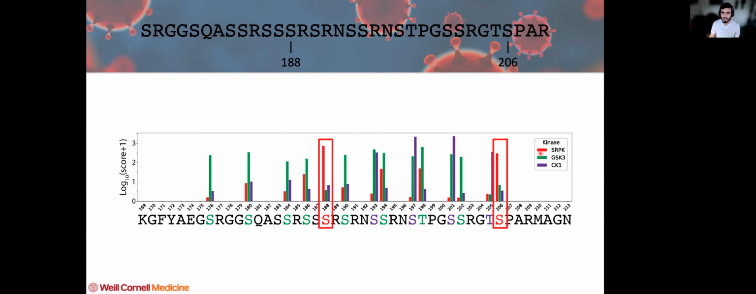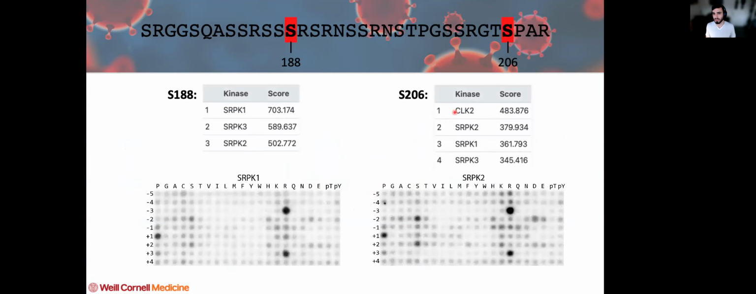You will see by your own eyes using just the matrices. The serine 206 here, as you can see, is being surrounded by a +1 proline and +3 arginines, which are the darkest spots of the SRPK 1 and 2 motifs, suggesting that these are the most favorable amino acids for this kinase family. The serine 188, though, is being surrounded by a -2 serine and a -3 arginine, again, the darkest spot in these kinase motifs. And this is why the SRPK family scores high for these 2 particular cases.